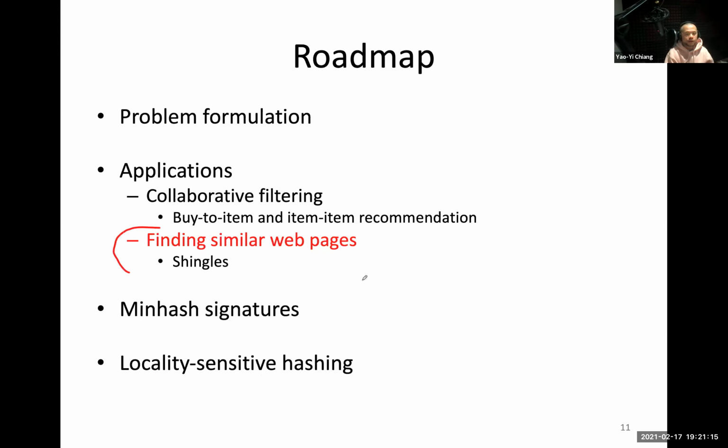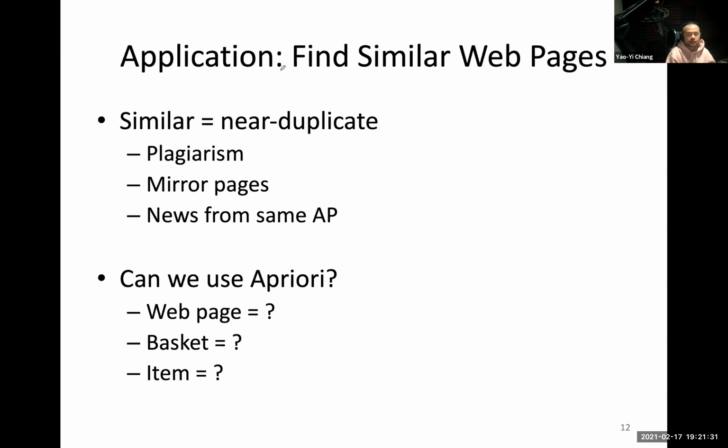Before we talk about the algorithm, let's look at another application. We are going to use this application throughout these two algorithms to show you how we can use the similar item sets algorithm to find similar documents. So the application is to find similar web pages, and could be documents. The way we define similarity is near duplicate. That means we can identify plagiarism, mirror pages, news from the same AP, where many words are similar.